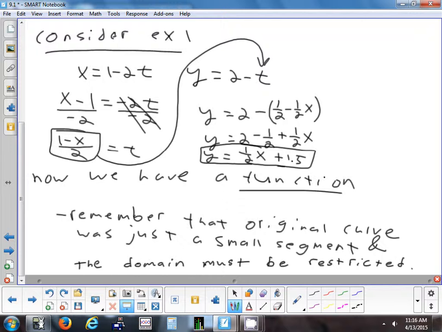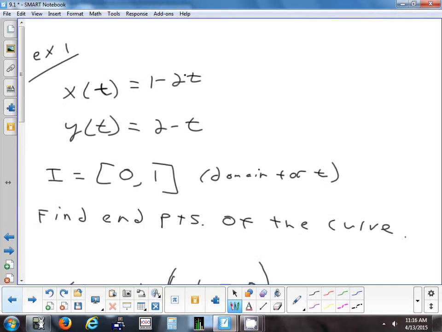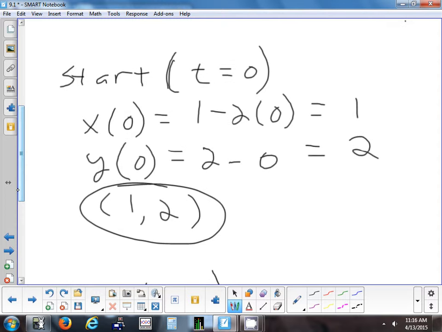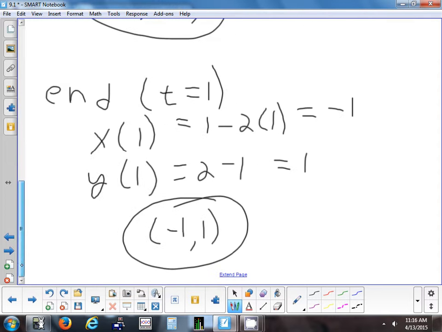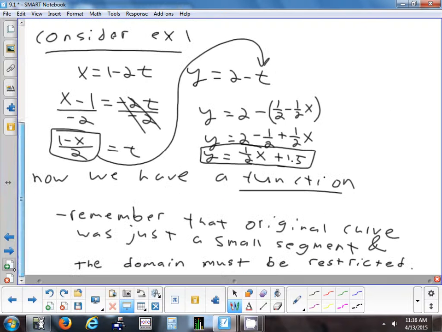Okay. What does the domain have to be limited to? We just figured that out in the last problem. Look at the starting and ending x values. Okay. What were they? 1 to -1. That's the domain of this curve when you rewrite it in y equals mx plus b. It's between 1 and -1. So we can do that on the calculator. We can tell the calculator to draw this only between 1 and -1. Okay? And you got to use parentheses.